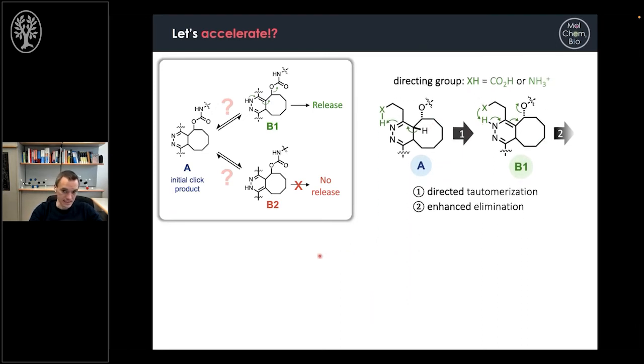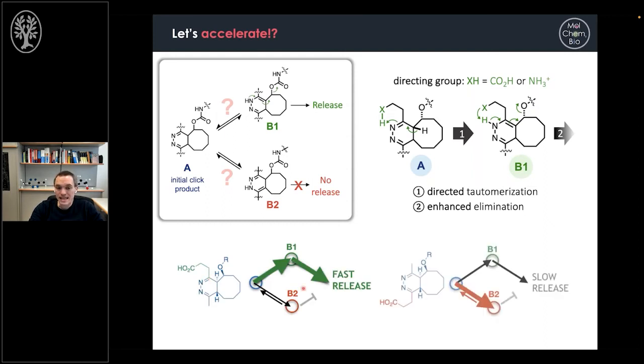However, and this is something that always needs to be considered, we would have two different click orientations of the tetrazine. If the acid, as shown here, is close to the leaving group, it would direct formation of the releasing tautomer and really lead to fast release. Whereas if it clicks the other way around, it would favor formation of B2. There might be some equilibrium going on, but the release is definitely only slow.